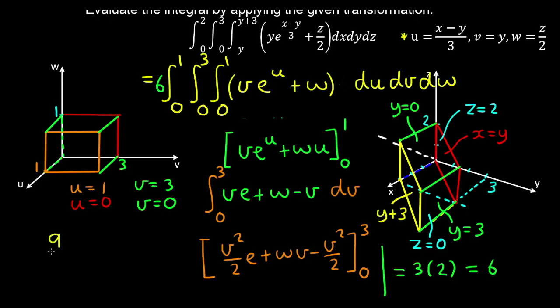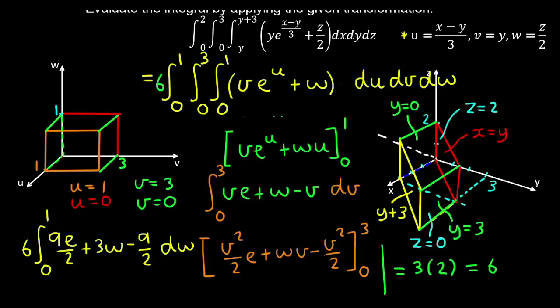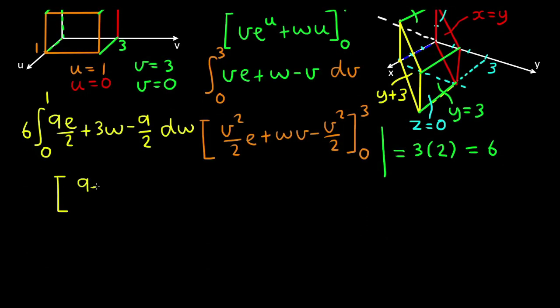So that gives 9e on 2 plus 3w minus 9 on 2, and the remaining terms evaluate to 0. And then finally, we integrate over w from w equals 0 to 1 and multiply by 6. So that gives 9e on 2 by w plus 3w squared on 2 minus 9 on 2w. Evaluated at 0 and 1. And that's multiplied by the Jacobian.